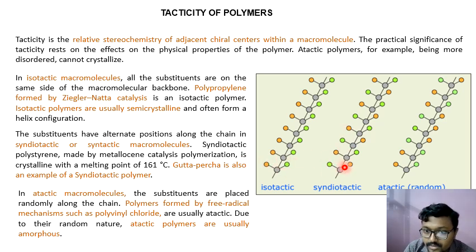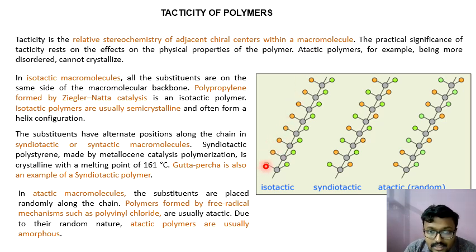But in another arrangement, you can see there is an alternation. Green color on the left side, in the next unit green color on the right side. Next unit again green color on the left side. And in the third arrangement, we can see there is a random arrangement. There is no specific sequence of green or red. It is a random arrangement of these orange and green balls, right? Now, this is actually called tacticity, meaning the relative stereochemistry of adjacent chiral centers within the macromolecular polymer molecule.